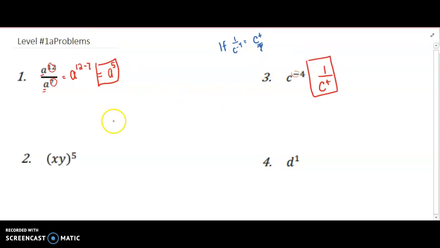If we look at number 2, this is one of the biggest missed problems. Anytime you have parentheses and an exponent outside, both of these terms need this exponent. So this is just x to the 5th times y to the 5th. And anything to the first power is just itself, so this is just d.